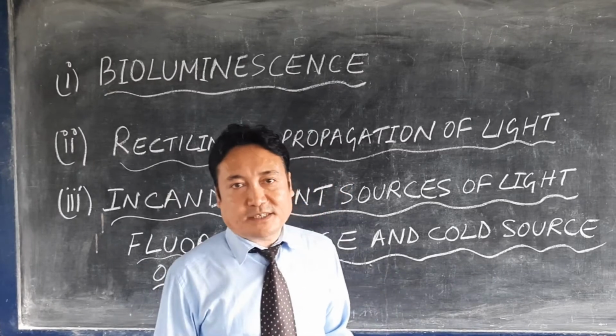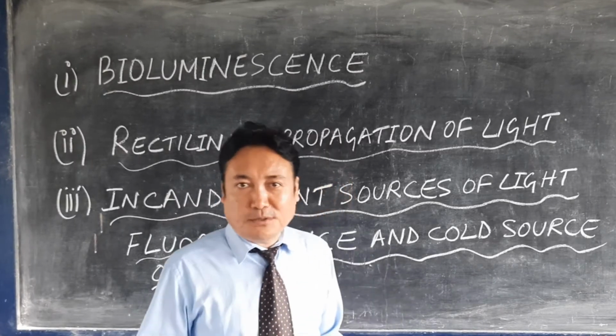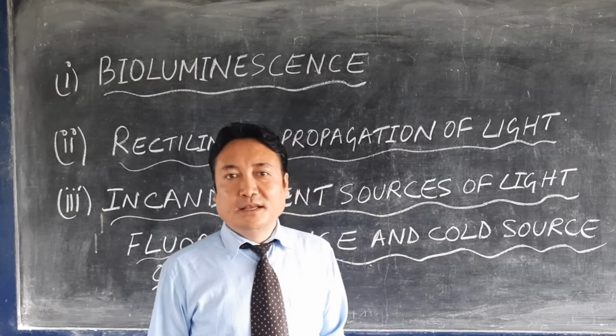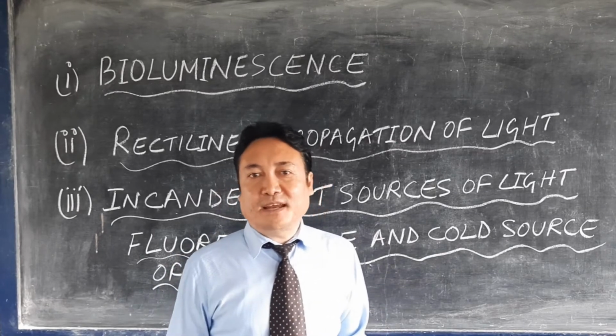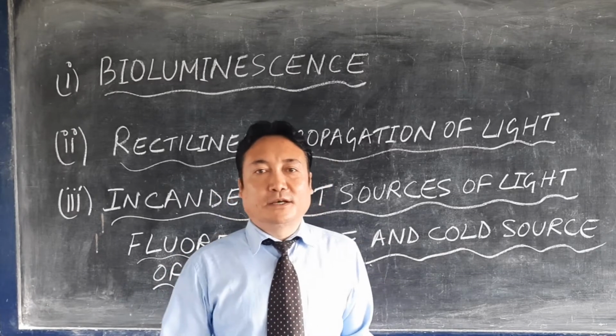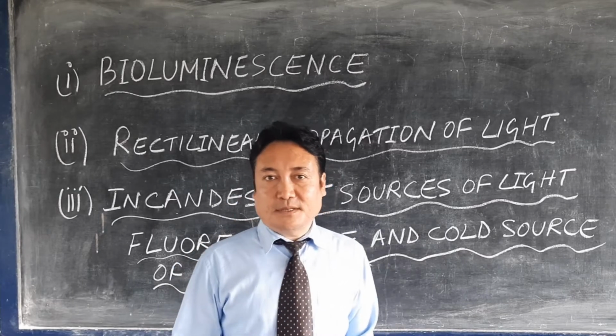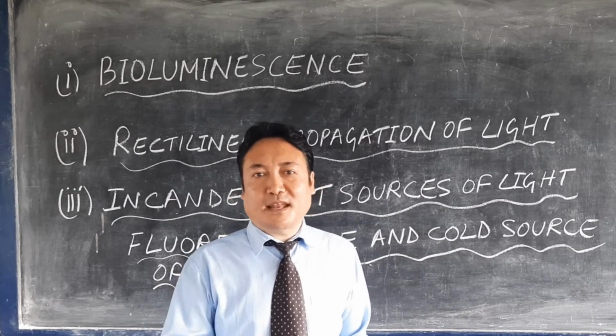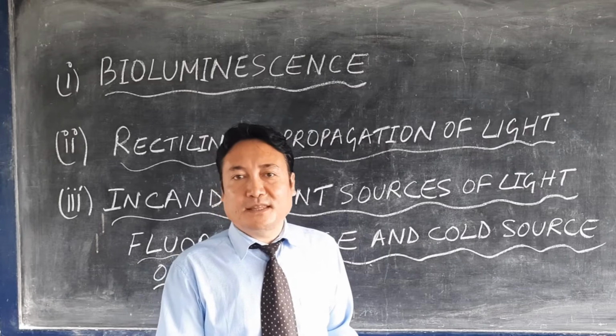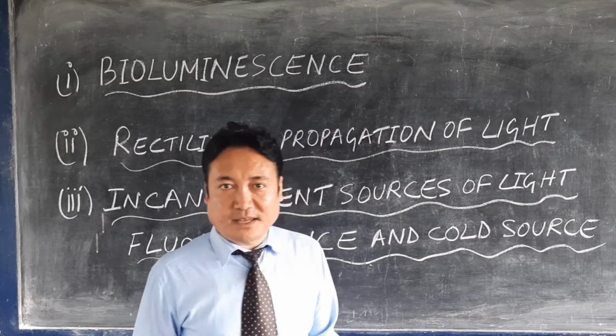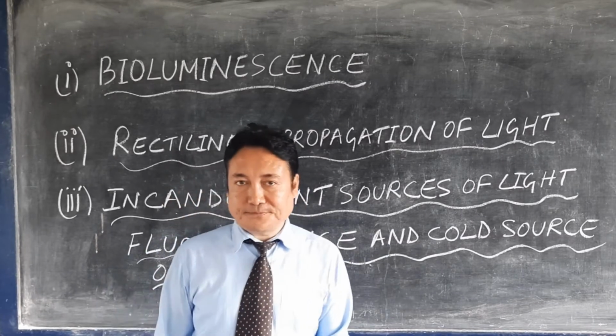So already we have started the chapter light. Hope you have understood in the last class whatever I have explained. I have explained to you the definition of light, the speed of light and the sources of light. The two sources are man-made and natural, and also the point source and the extended source of light. So these things I have discussed.